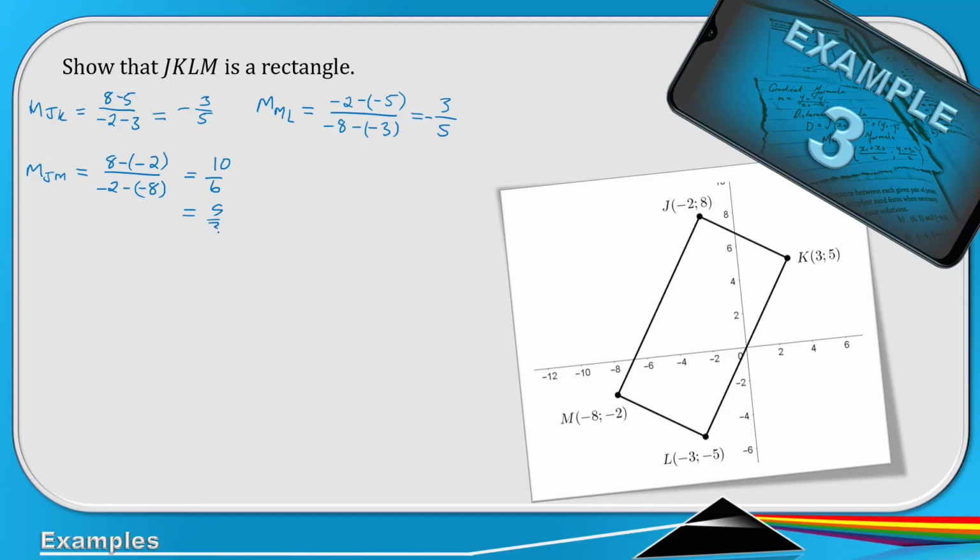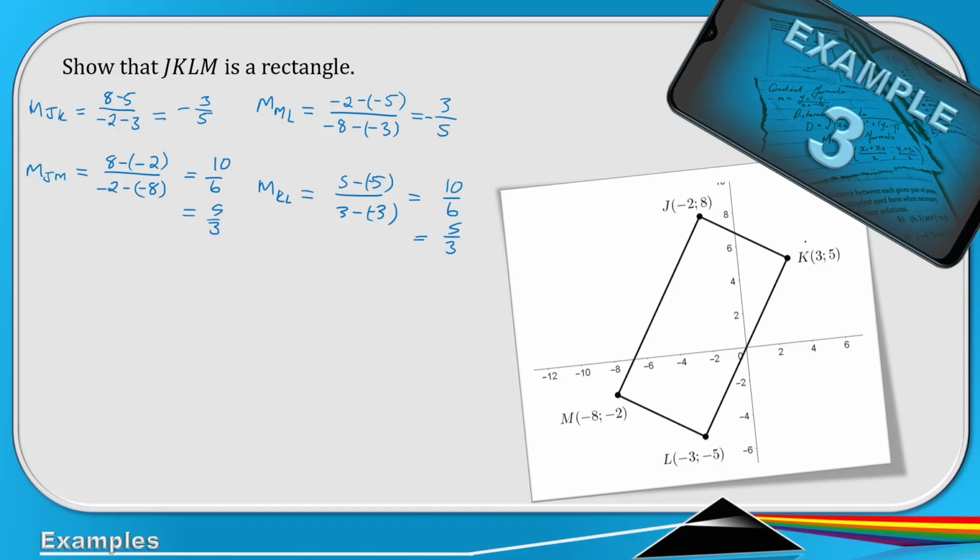So 5 over 3. Then for the final gradient, the gradient of KL, the y values are 5 minus negative 5, and that is over 3 minus negative 3. Okay, and then we've got 10 over 6, and that simplifies again to 5 over 3. Right, so now I've done all the calculations that are needed.